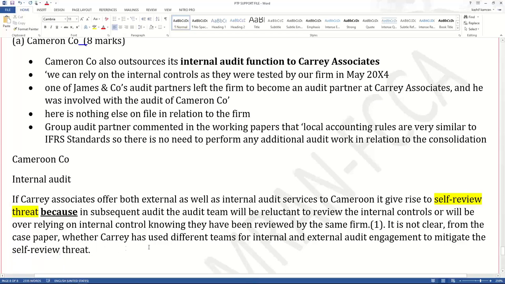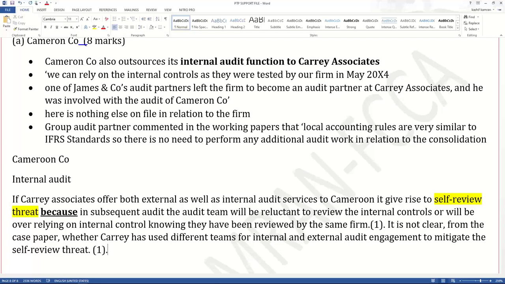So I am simply telling the examiner it is not clear from the case paper whether Kerry has used the teams or not to mitigate the self-review threat. So I cannot comment on this. This is a sort of action I'm telling the examiner, but I'm not recommending they should use a different team. I'm saying it's not clear whether they have used it or not. So I'm giving a hint to the examiner that an ideal safeguard for a self-review threat is to have different teams, but whether they have used it or not, I'm not commenting on it. Full stop, and you come to the next paragraph.